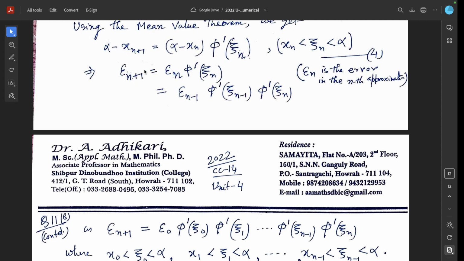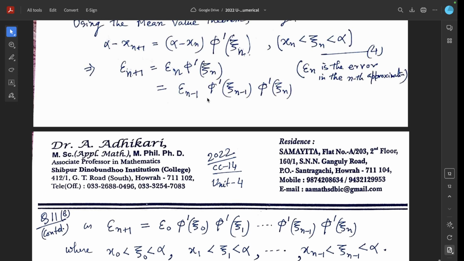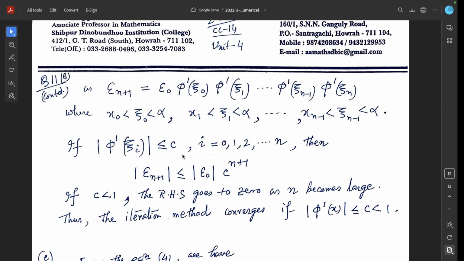And this is the error term for the n plus 1th approximation, epsilon n plus 1, and this is epsilon n, times phi dash xi n. So similarly epsilon n equals epsilon n minus 1 times phi dash xi n minus 1, and so on. Thus epsilon n plus 1 equal to epsilon 0 times phi dash xi 0, phi dash xi 1, and so on, where x0 less than xi 0 less than alpha, x1 less than xi 1 less than alpha, and so on.